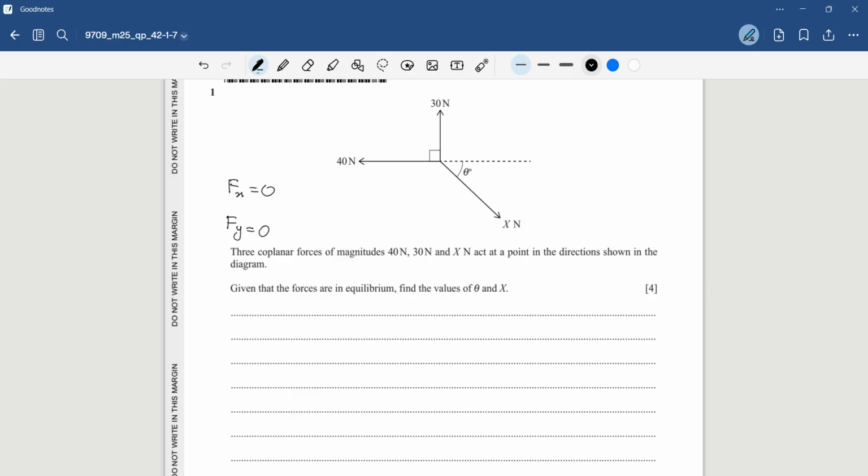Usually we will define my right hand side direction as a positive direction. So if this is my positive direction, my left hand side is going to be negative. Similarly, I will put upward as a positive direction, and so downward will be negative. The 30 newton and 40 newton are already in terms of the x and y direction, so we don't need to resolve that.